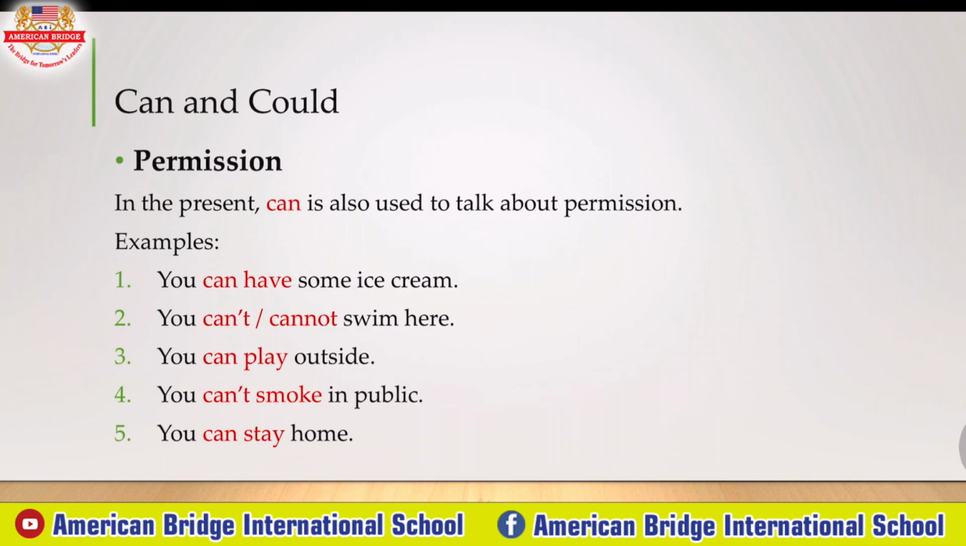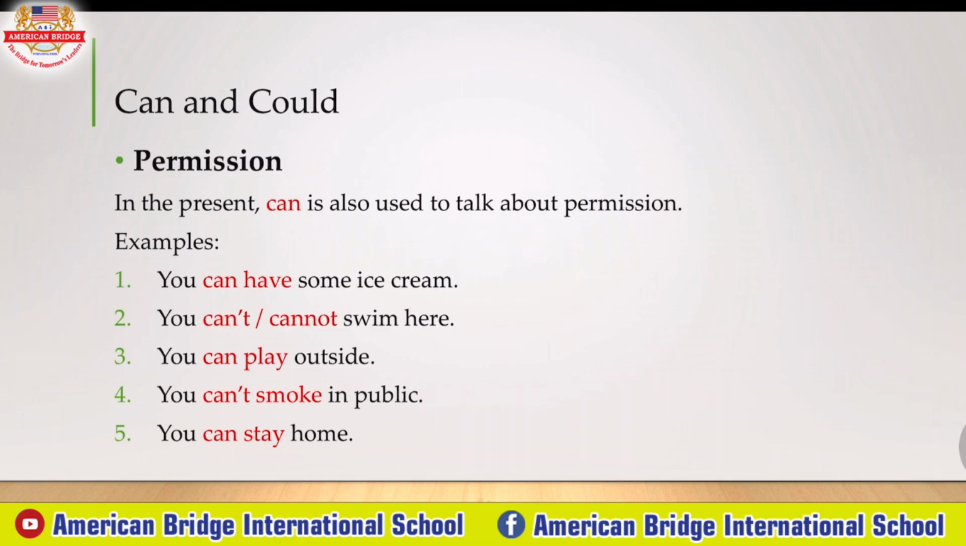So in the present, can is used to talk about permission. And what is permission? Permission refers to something that we allow other people to do. For example, you can have some ice cream. You can't or you cannot swim here. You can play outside. You can't smoke in public. You can stay home. So these are about permission because it is really different from ability. Like I told you, ability is for showing something that we can do or are able to do.